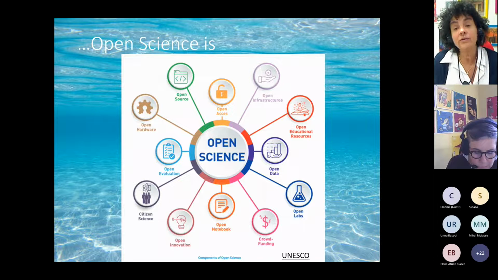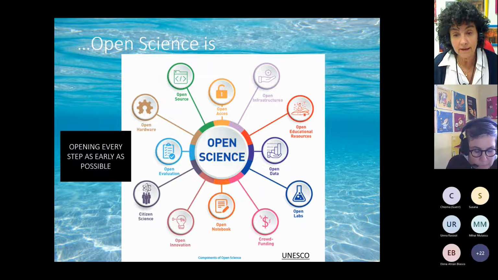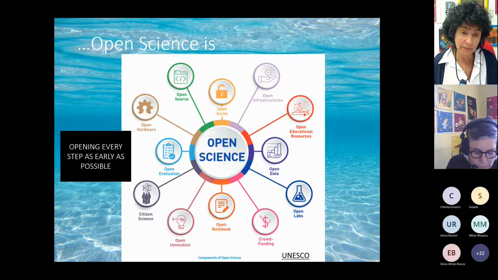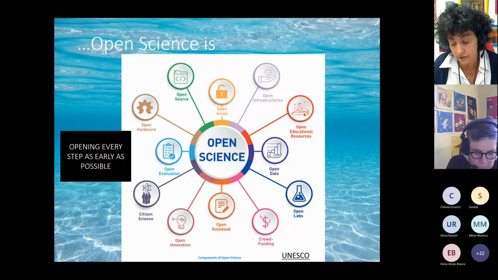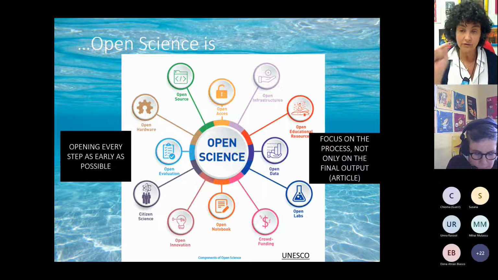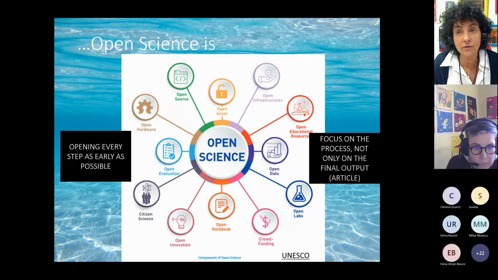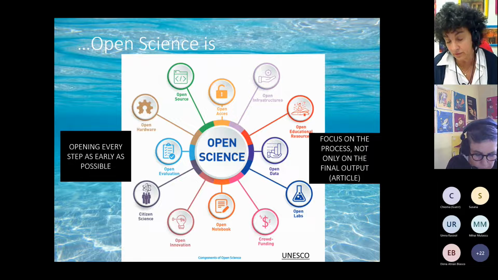Please bear in mind also that open science is an umbrella term. So basically it means opening every step as early as possible. As you can see, open access is just one of the components, as are open FAIR data, open notebook, citizen science, open educational resources. And the focus is on the entire process, not only on the final output, which is the article. We discussed all these components and the principles of open access during our first module. Please refer to the recordings.